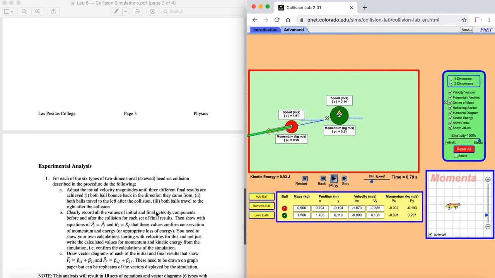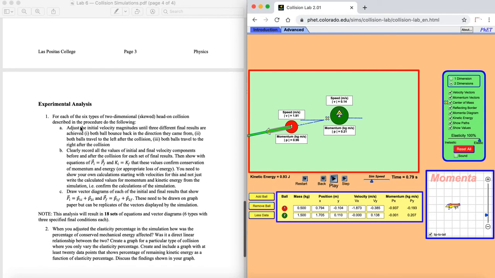If you scroll down, it says that for each of the 6 types of two-dimensional skewed head-on collisions described in the procedure, do the following. Adjust the initial velocity magnitudes until 3 different final results are achieved. I say the velocity magnitudes, but you can also adjust the masses here. I should probably change the wording and say the initial momentum magnitudes. You're absolutely allowed to change the masses to get these 3 final results. I only care that you get these 3 different final results.